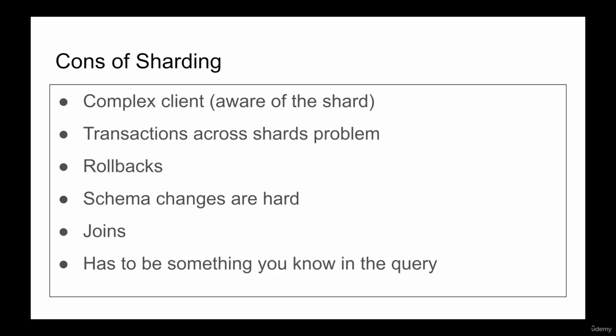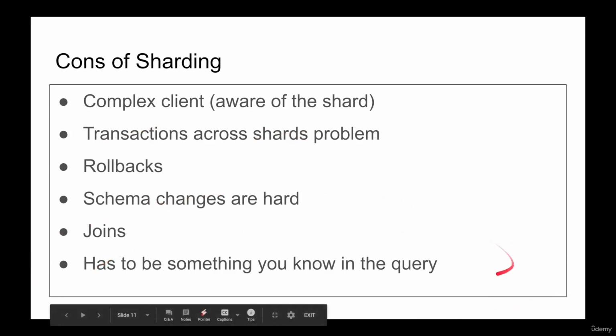Joins, I have no idea how to do joins across databases. Is that even possible, right? It just becomes very hard to do joins, right? That's why you might use horizontal partitioning instead of sharding. That's one benefit of horizontal partitioning, not human resources, right? So you essentially have the two tables in the same database, and then you can join them, right? Instead of having the tables across multiple databases. And that's the other thing. It has to be something you know in the query.